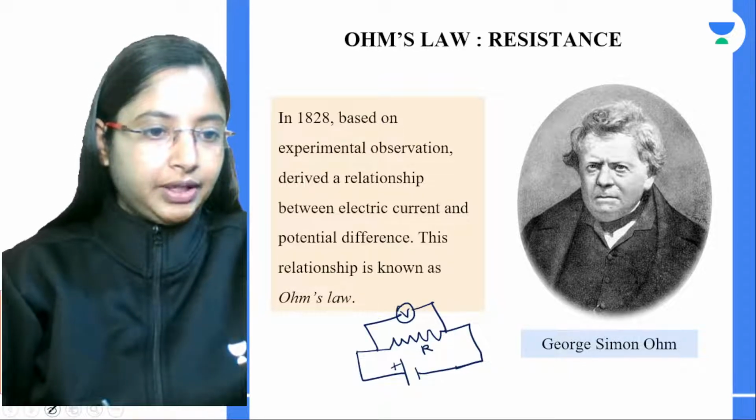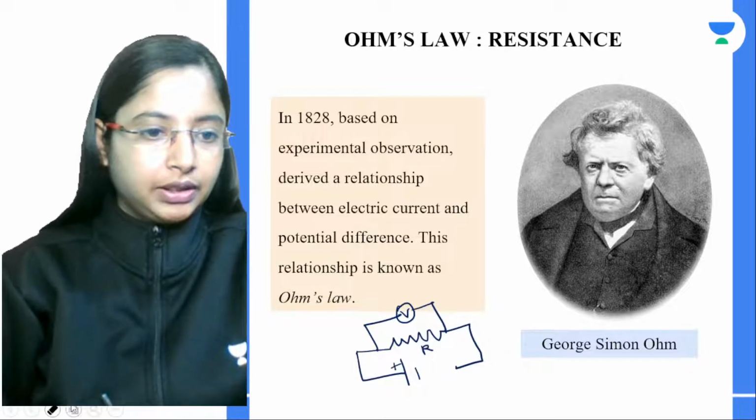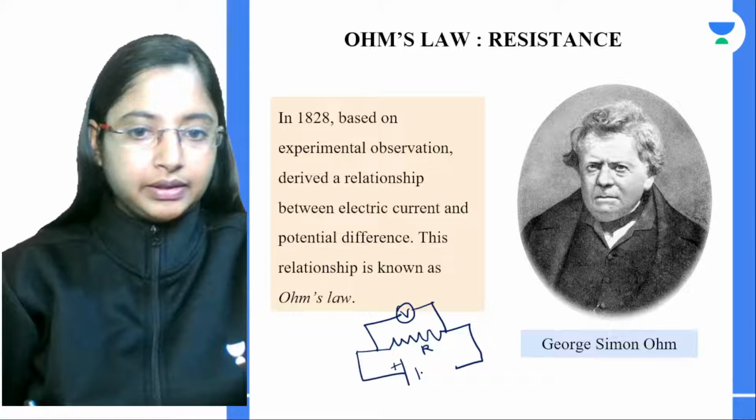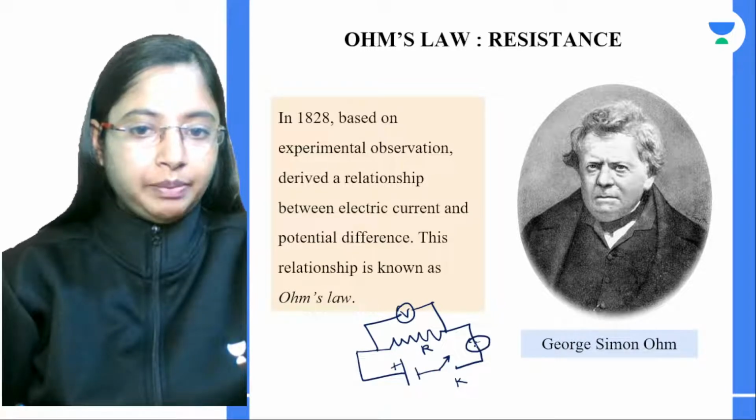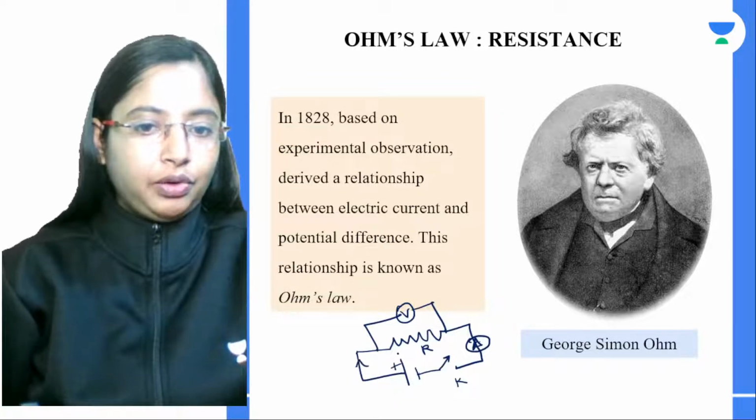Let's say there is also a key in the circuit, and he also connected an ammeter in series. Now, what he observed was this: the current flows in this direction. When the circuit is closed, the current flows from the positive to the negative terminal of the battery.